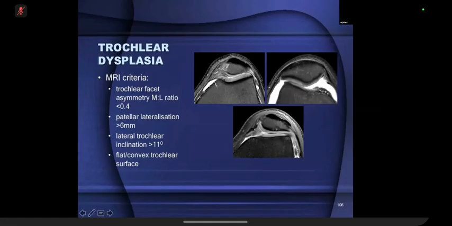The medial facet is smaller, so that's a dysplastic shallow trochlea. The patella can be subluxed laterally, so more than 6 millimeters on the outside. That's abnormal. And the trochlear inclination is more than 11 degrees. So you can see that it's quite a shallow angle here between these two sides. And sometimes the trochlea, instead of getting a normal concavity, gets convex. That's a really dysplastic trochlea. Bottom line is that the trochlea would be very shallow, maybe even convex, and the patella would have subluxed laterally, which is what a dysplastic trochlea would look like.